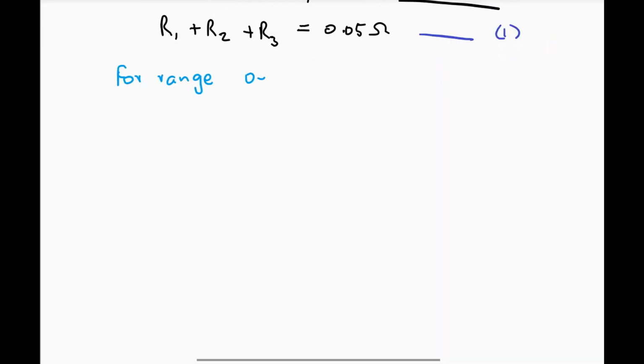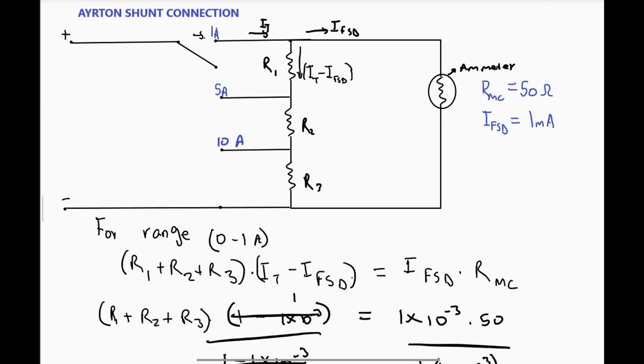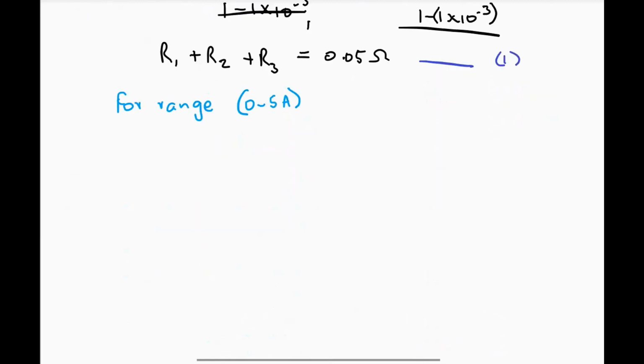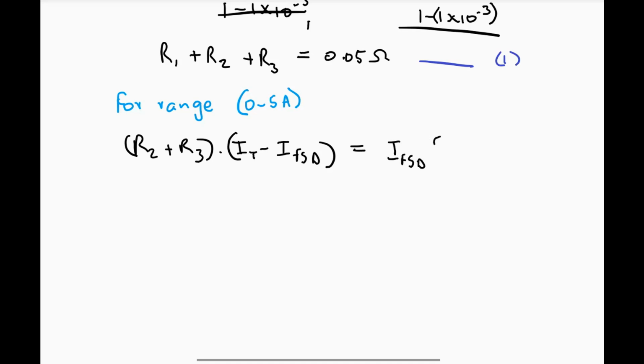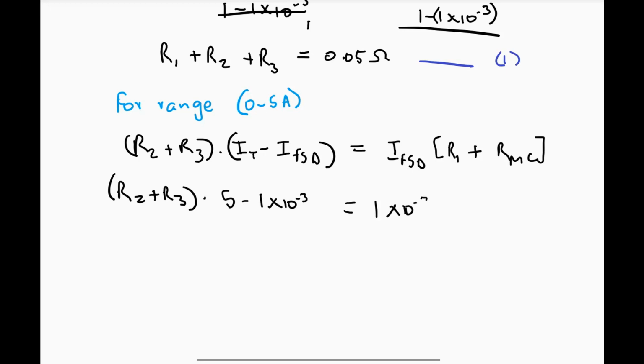For range 2, which is 0 to 5 amperes, the switch will now be at this point. When it's at that point, the full scale deflection current will be shared by the first resistor and the resistance of the meter coil, while the rest of the current will be shared by the second and third resistors. So the rest of the current, which is IT minus the full scale deflection current, will be shared by the second and third resistors, while the full scale deflection current will be shared by the first resistor and the resistance of the meter coil. Substituting the values, (5 minus 1 milliampere) times (R2 plus R3) is equal to 1 times 10 to the power negative 3 times (R1 plus 50).